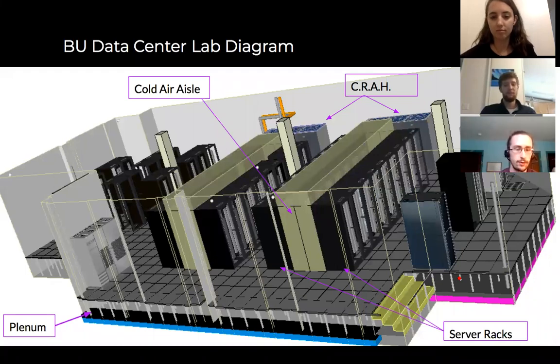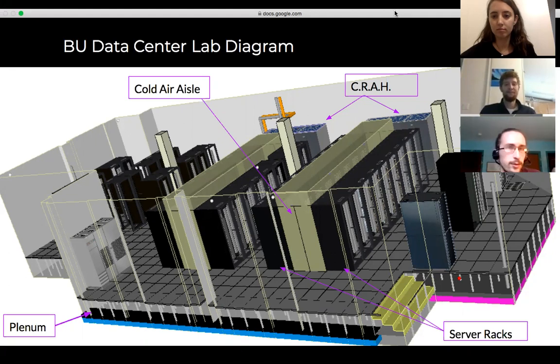In this, we can see that there are these server racks, which are in the middle of the data center, which host the servers responsible for carrying out the research that the data center is doing. In between these server racks, there's a cold air aisle, which handles the cold air, which comes up through the plenum to cool the servers.